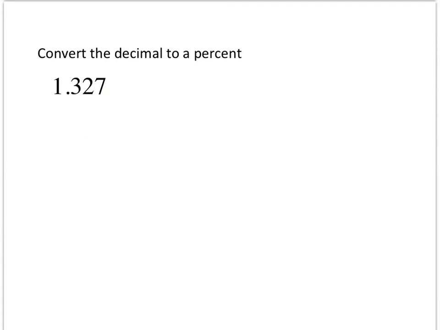So now if I want to convert the decimal 1.327 to a percent, I'm going to again take 1.327. I'm going to multiply by 100, which essentially means I'm taking this decimal, moving it 2 points to the right now because we're multiplying. And what I see is that this is going to then give me 132.7%.